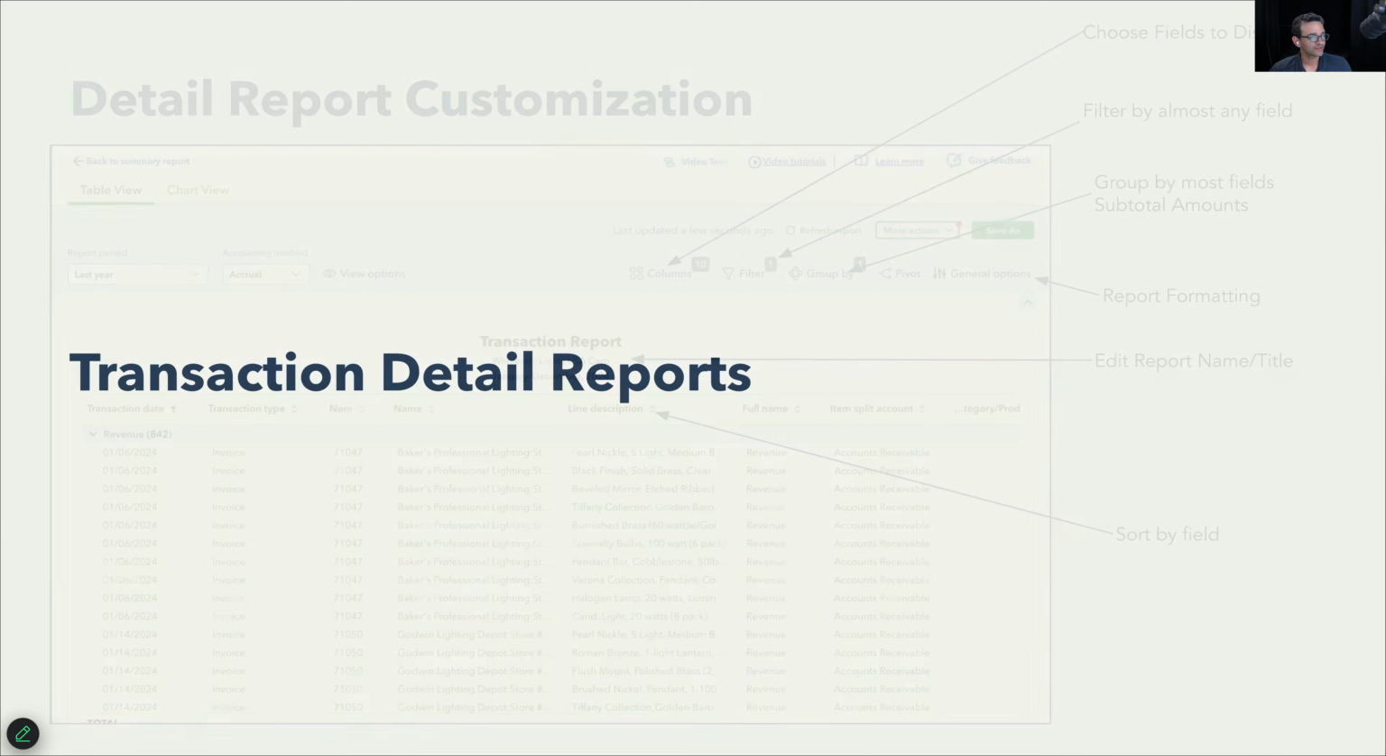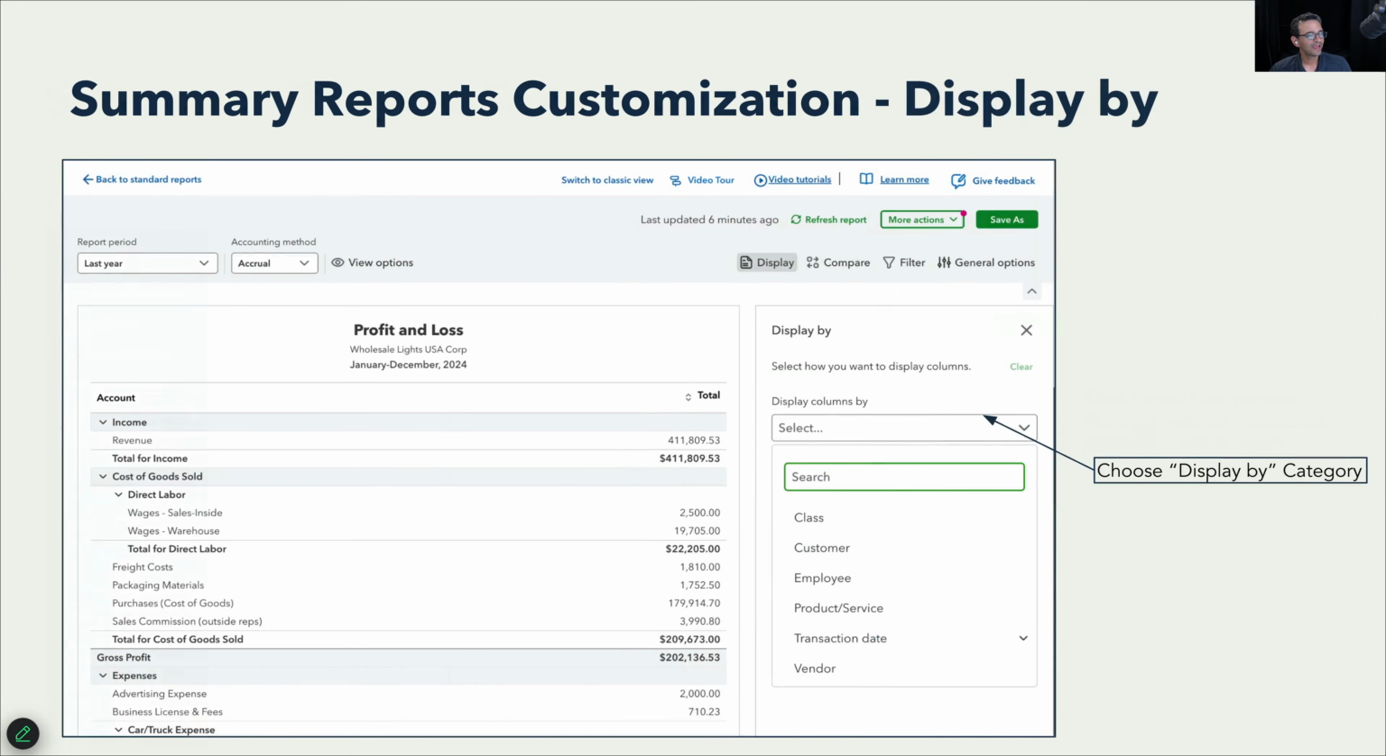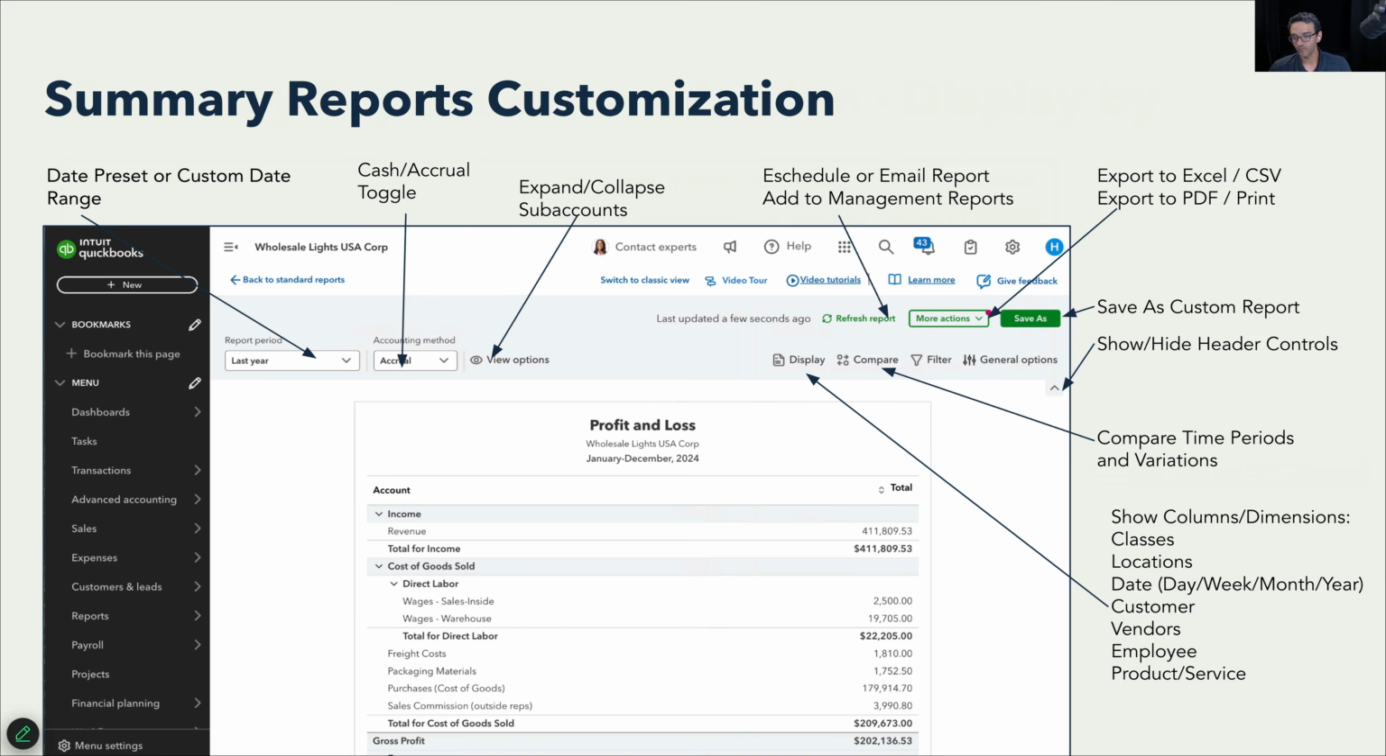And you're going to see that it's broken down into two areas. We're going to have the summary reports, and a good example of a summary report would be a profit and loss, or a balance sheet, or balance by customer, or an accounts receivable aging summary. Those are custom reports, and those are summary reports.